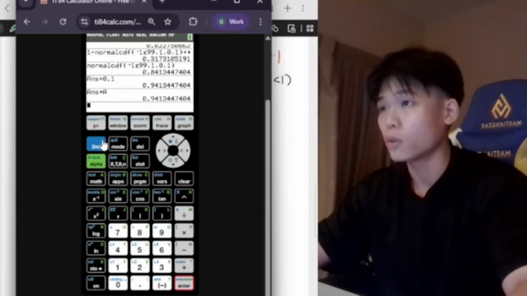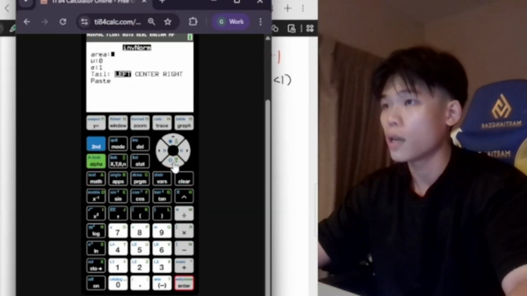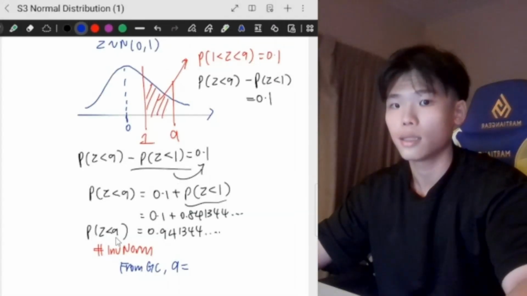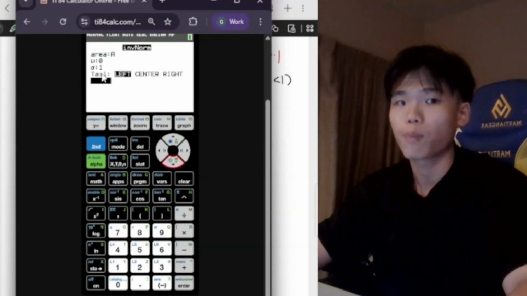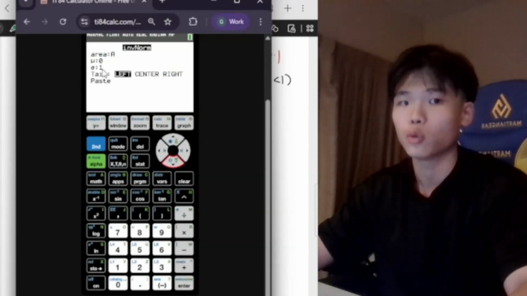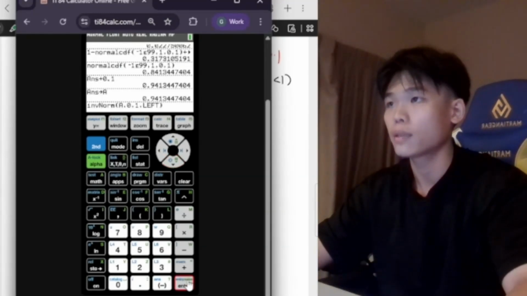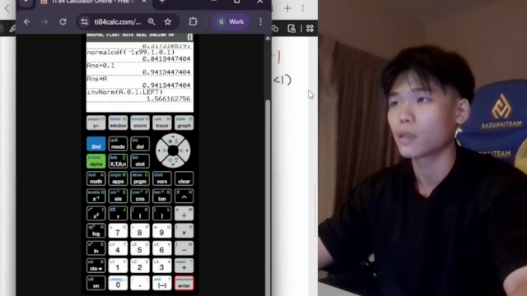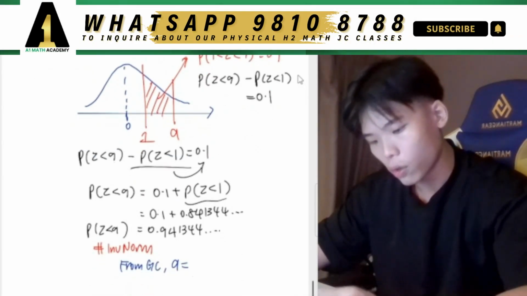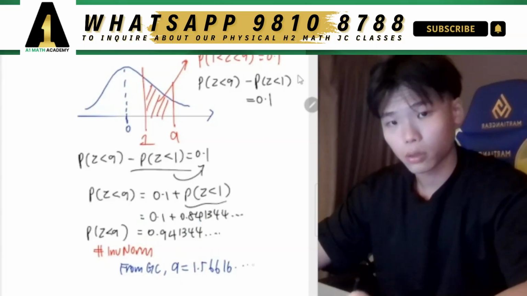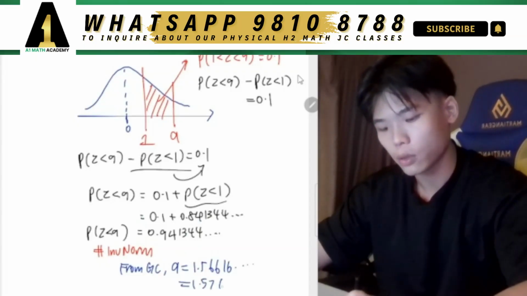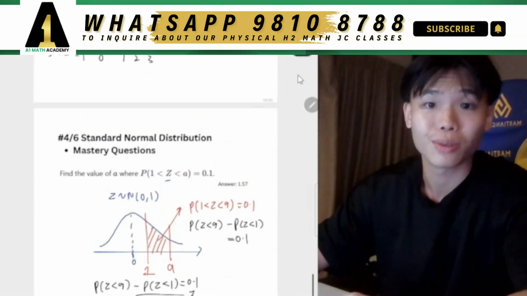Then from here, I'm going to use inverse norm, area would be A. And now this is a left tail. Recall, you see this is a left tail, it's pointing to the left side. These two are the parameters of the standard normal distribution curve, and my area is A. So you can press paste, enter. Over here, I get a value of 1.56616..., which is 1.57 to 3 significant figures. And that's the final answer to this question.